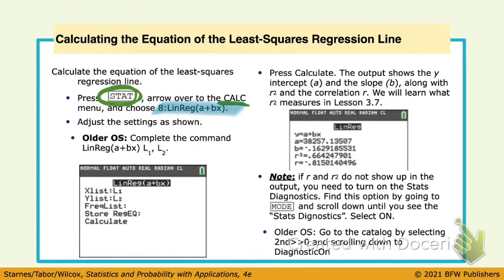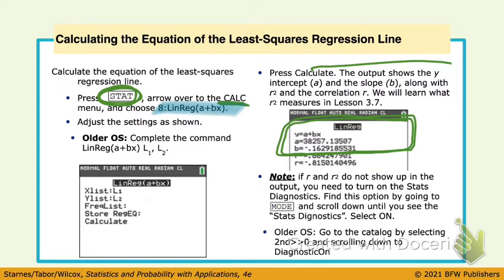All right, so once we hit calculate, we should see, now most of you are probably only seeing this top part, which is right here. You're probably only seeing the A and the B. You're not seeing the R squared and the R. That's okay. I'm going to show you how to get those to show up here in just a second.